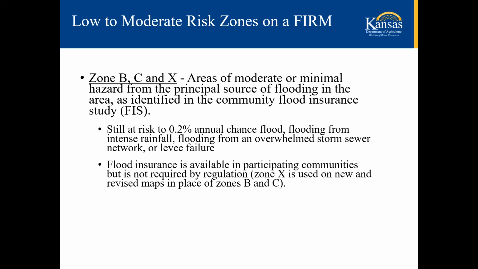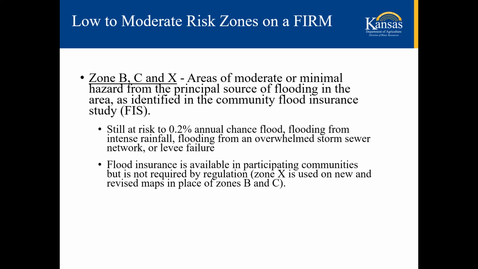And then finally, we have the areas that are not regulatory. So you have shaded zone X, and then zone X. And so these used to be known as B and C, but now we call them zone X. So you have the moderate flood hazard, so that's a 500-year floodplain. So again, still at risk from 0.2% annual chance flood. That would be from intense rainfall. So again, that's considered moderate risk, but it's not regulatory. It's not regulated on the ordinance unless you specifically adopt it.